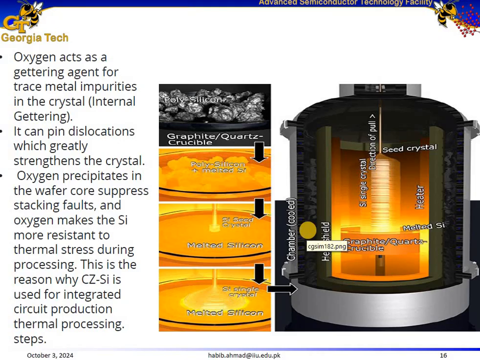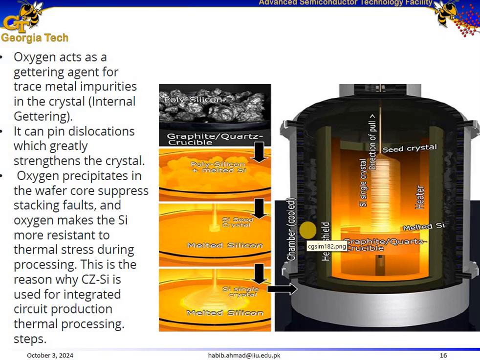Also, oxygen helps in pinning dislocations. These are slightly advanced concepts in material sciences. And this pinning of the dislocations makes the crystal structure stronger and more resistant to defects. Oxygen precipitates within the wafer core, reducing stacking faults, making the silicon more robust, especially during thermal processing.